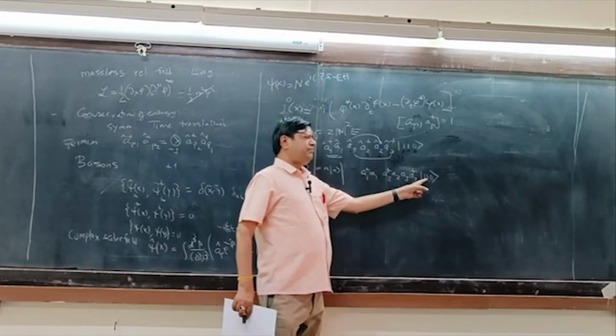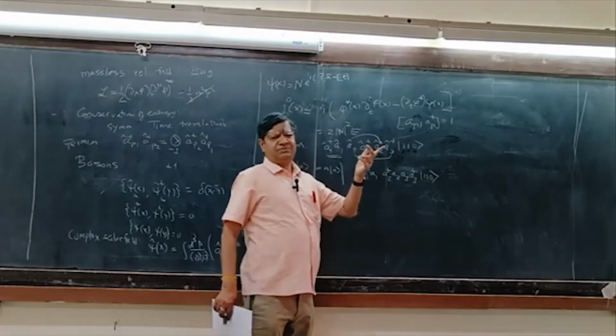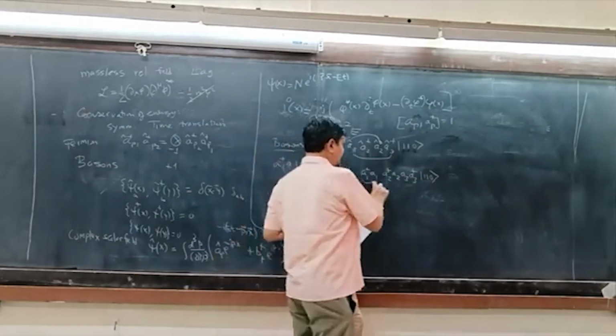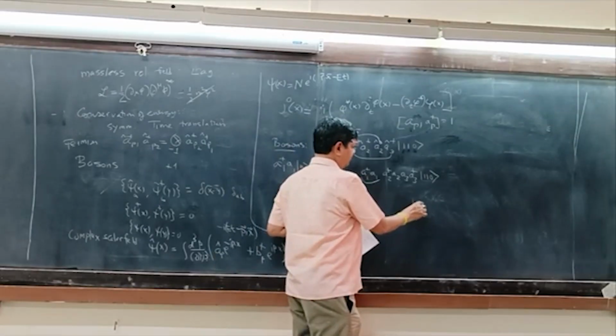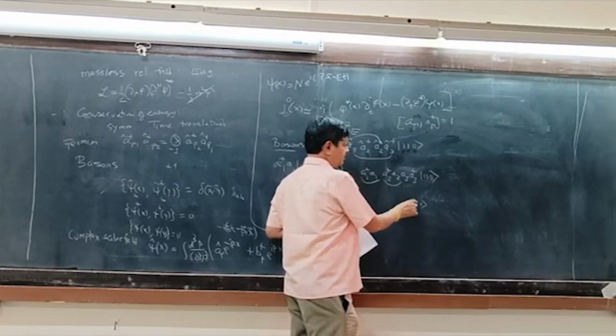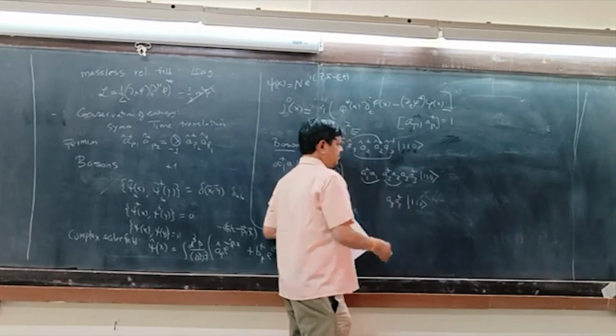Now what was A1 dagger, A1 do to 1? It just gives you the number of particles, which is 1. So this just gives me 1. Okay, no problem. What about this? That's also 1. So these two are gone, and we are left with A3, A3 dagger.